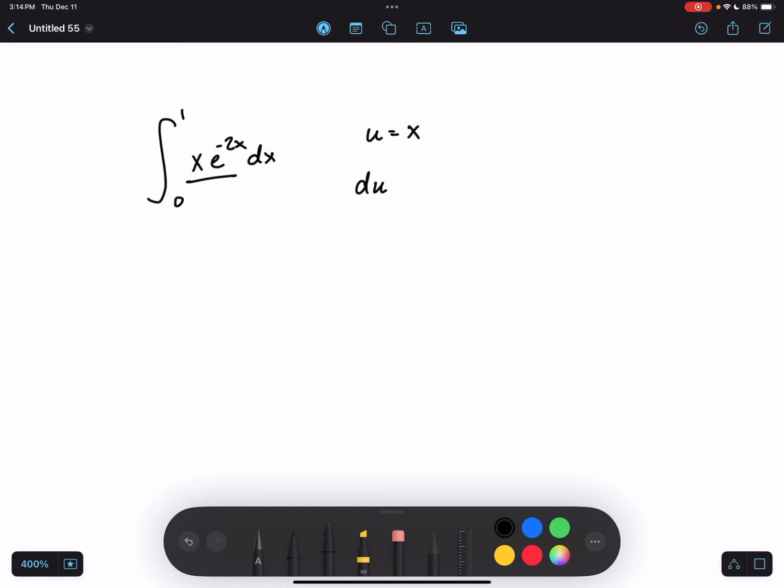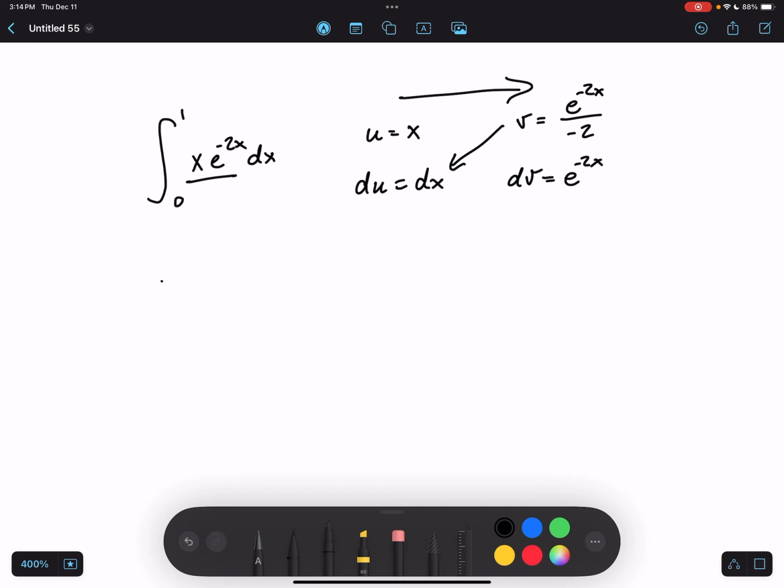The derivative of u is simply the derivative of x. We'll have dv equaling e to the negative 2x, and then we'll integrate that to find v. And in this case, it will be e to the negative 2x over negative 2. Now, because this is integration by parts, we'll go across the top first and then down and over.